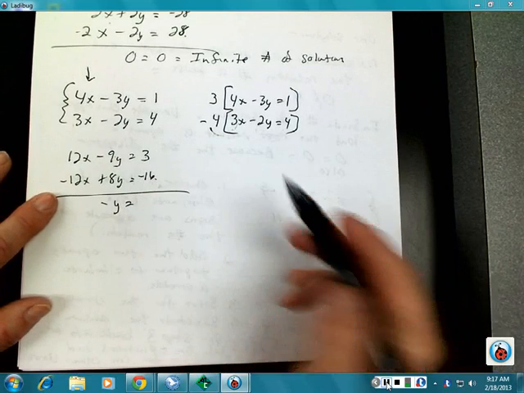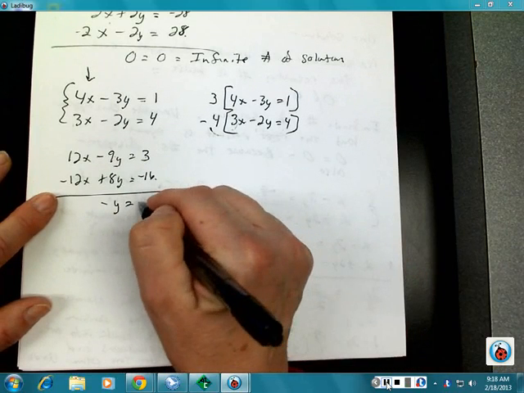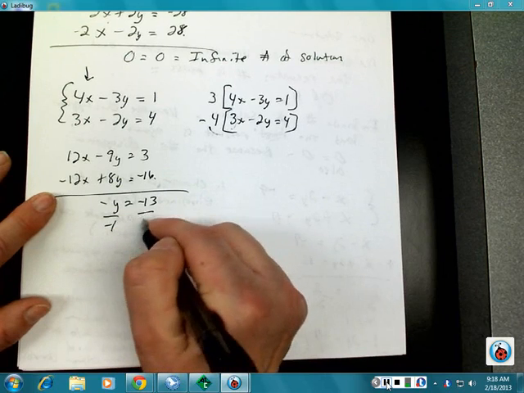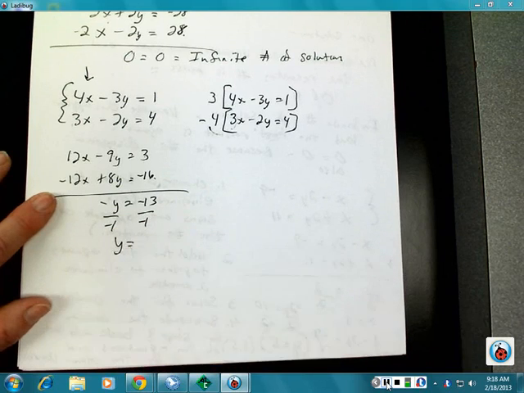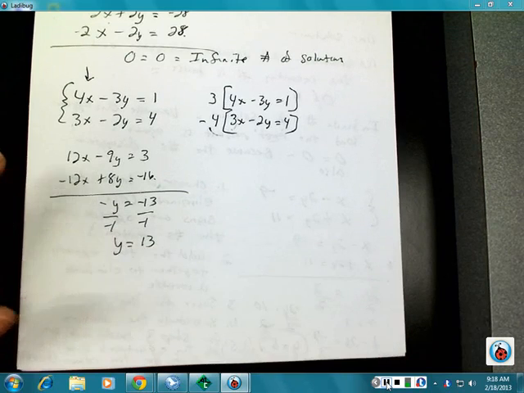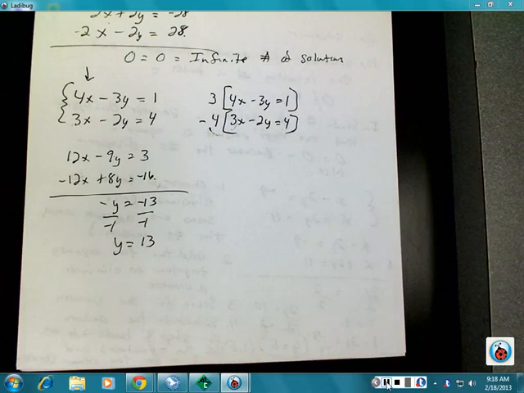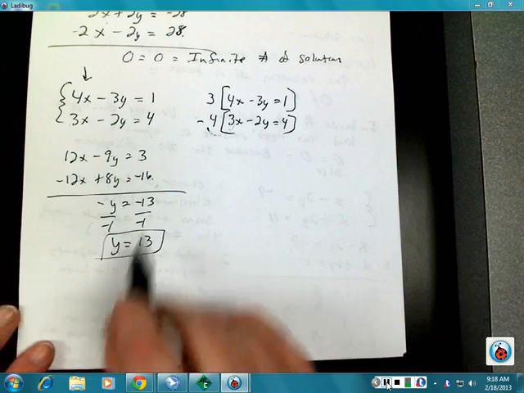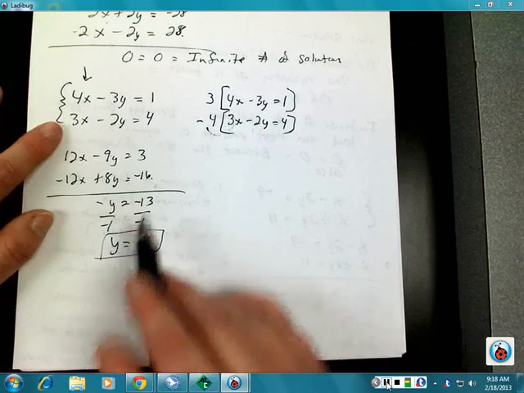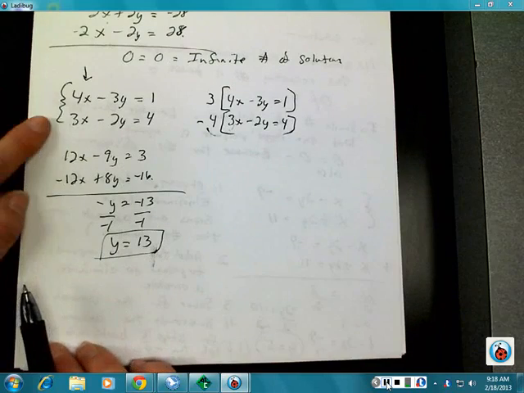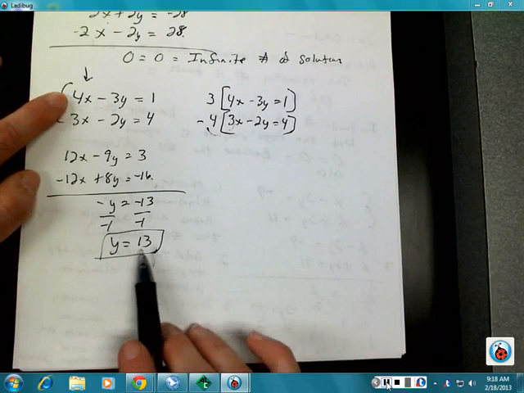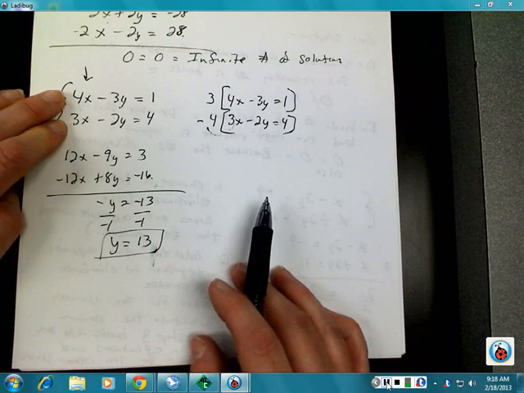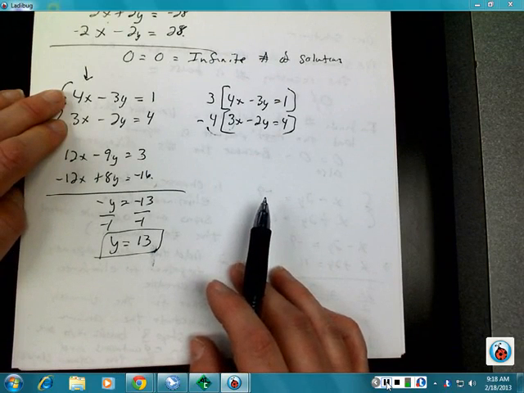A negative 9 and a positive 8. 3 from 16. Negative 13. Divide by negative 1 to get y by itself, and I find y is equal to 13. Okay, am I done? No. I have one piece there, but I need the second one. So I got to take it and decide which one I want to put it back into. So I'm going to put it back in my originals. First one or second one? Any choice? Make any difference? Doesn't make a bit of difference, okay?